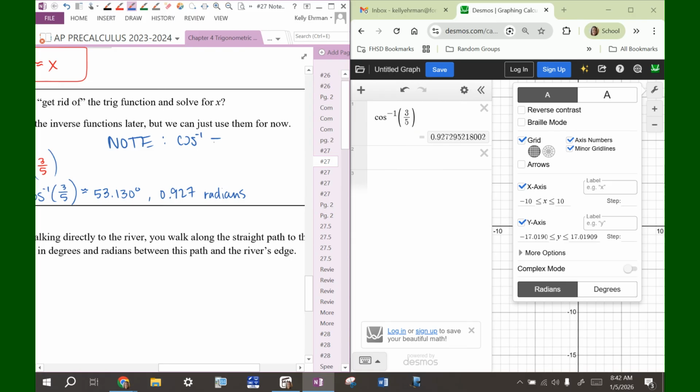But I do want to make a note here. Cosine inverse is not 1 over cosine. It's not an exponent. It means inverse cosine, not exponent, not cosine to the -1. Even though that's how we type it, that's not what it means.